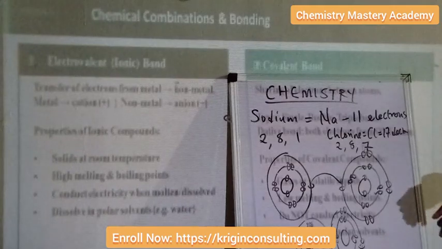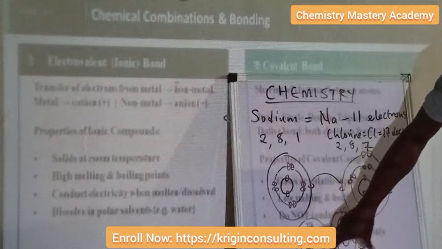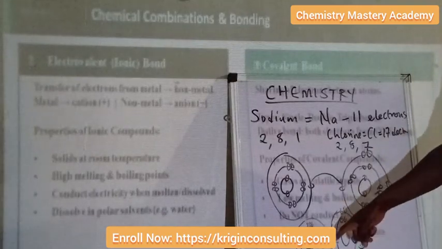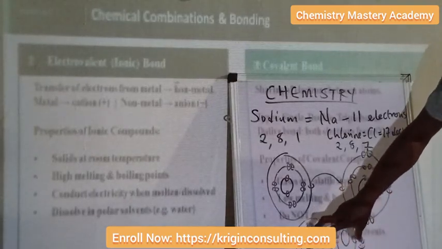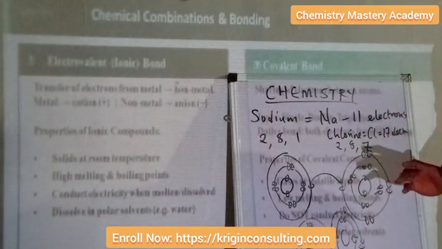Exactly. So what we have here is an electrovalent combination, or electrovalent bonding. And what is the bond here? We have what we call electrovalent bond or ionic bond. I believe that's clear.